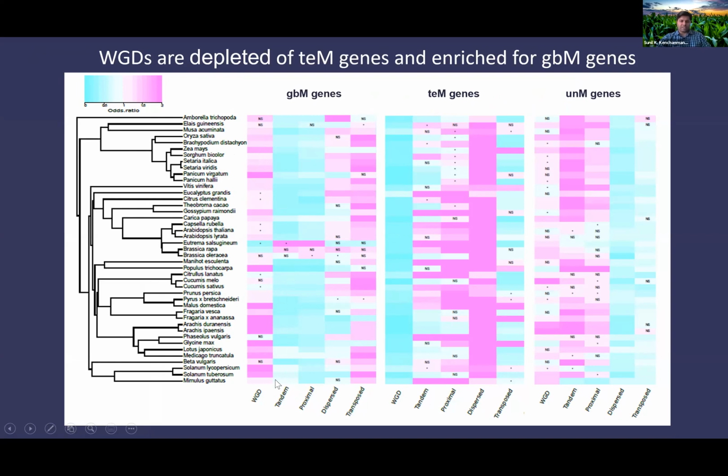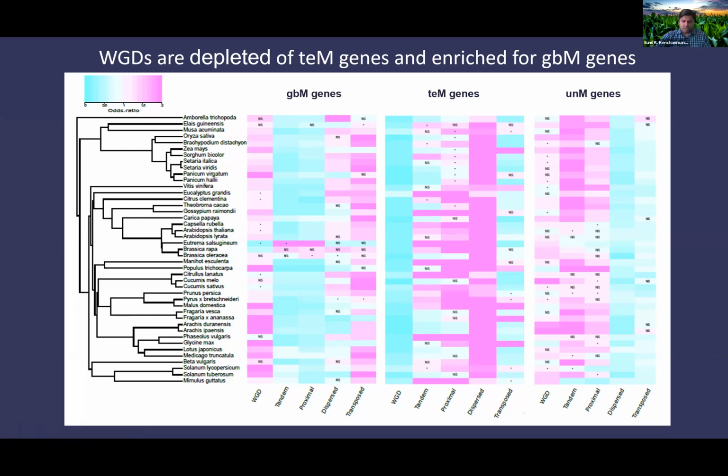And also for the local duplications, you see tandem and proximal, they show depletion for gene body methylated genes, while they show some enrichment for transposon-like methylated genes. But what was interesting is we see that for the transposed duplicates, we see depletion of transposon-like methylated genes. Our original assumption was that because dispersed and transposed duplicates have a duplicate copy in a different chromatin context, we would see higher TE-like methylated genes in the transposed duplicates. But we see the opposite trend. And later in my talk, I'll show you results that indicate what we think is happening with these trends.